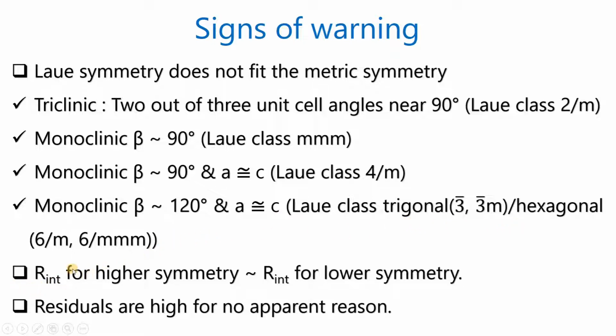Second, the Rint values for the higher symmetry and the lower symmetry space groups are approximately equal. And the third sign is that residuals are high for no apparent reason, meaning the Q-peaks or electron density appear to be very strange, and modeling of this electron density will not give any sensible chemical or crystallographic model.